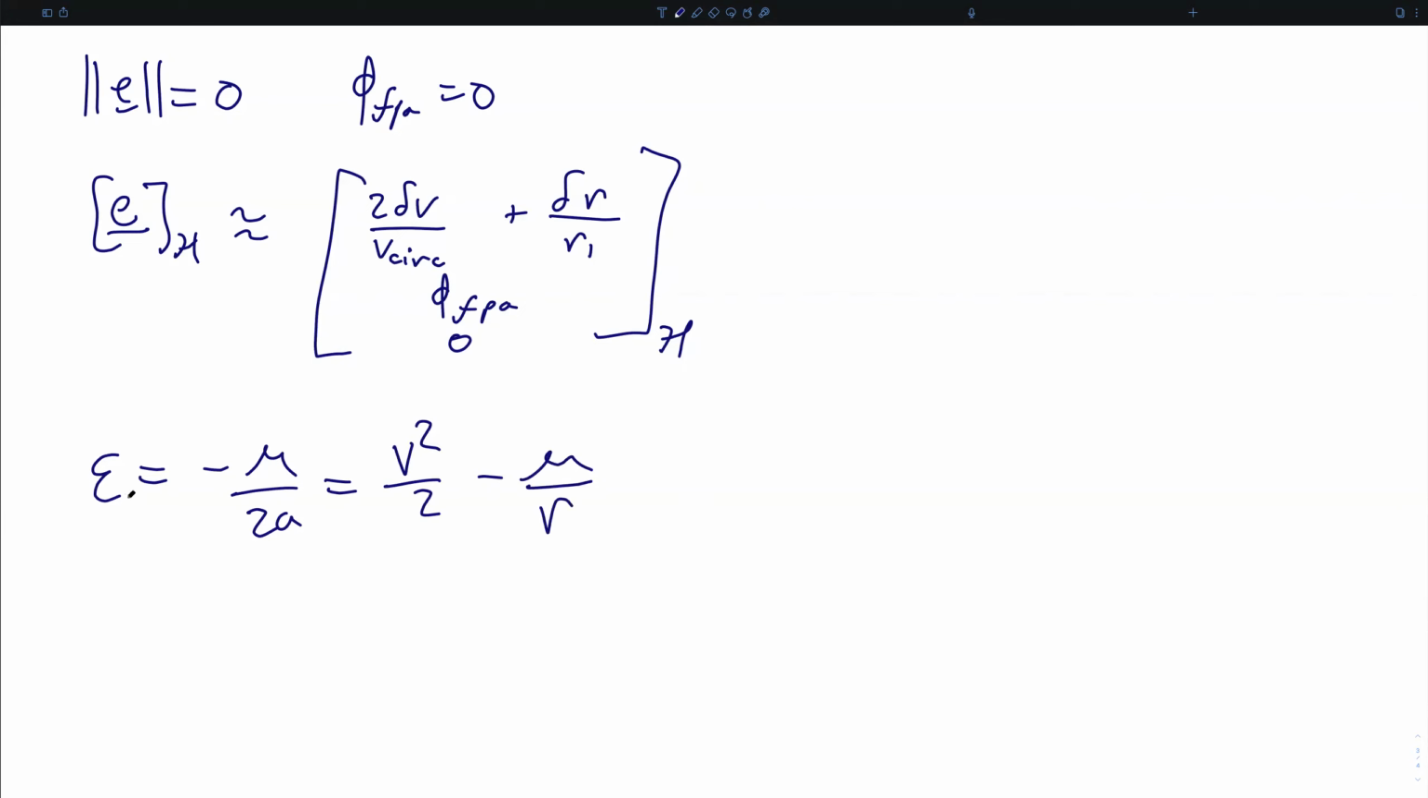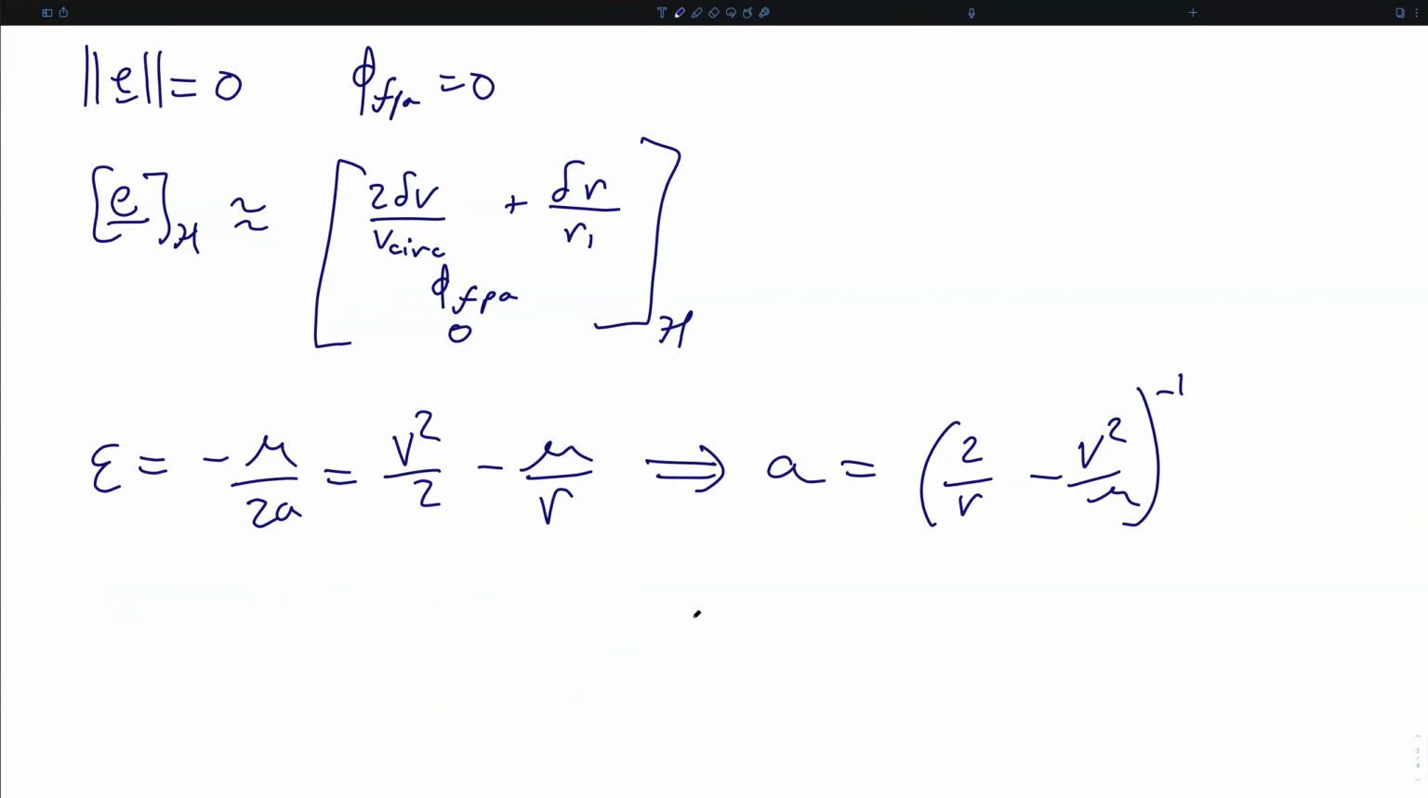The specific energy is equal for all orbits to negative gravitational parameter over twice the semi-major axis, and is equal to the orbital velocity magnitude squared over 2 minus the gravitational parameter over the orbital radius. This allows us to solve for the semi-major axis as the reciprocal of 2 over r minus v squared over mu. This means that the natural log of a is equivalent to negative the natural log of this expression.